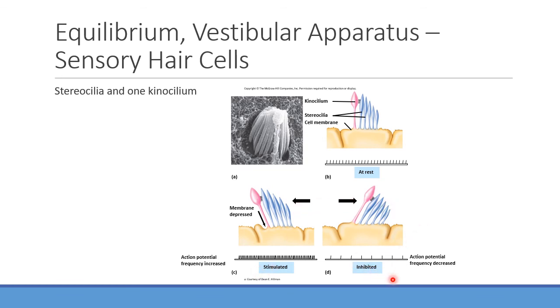Still some action potentials, but much fewer than you would see if it was at rest or if it was being pulled the opposite direction. Both of these are sending a signal saying, hey, we're having movement in one direction or the other. Okay. And by coordinating with the other vestibular apparatus, you're able to get that information and get a much more full picture of what the head's doing, essentially.